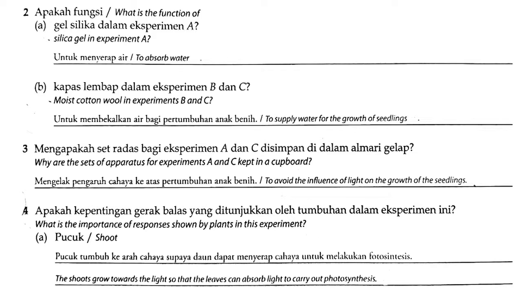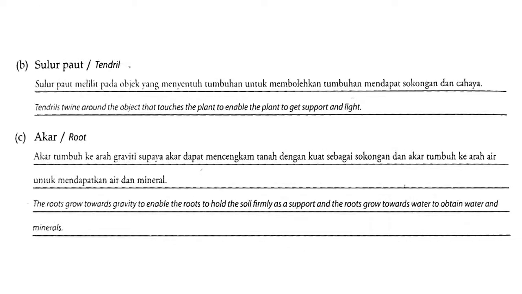4. What is the importance of responses shown by plants in this experiment? A. Shoot. The shoots grow towards the light so that the leaves can absorb light to carry out photosynthesis. B. Tendril. Tendrils twine around the object that touches the plant to enable the plant to get support and light. C. Root. The roots grow towards gravity to enable the roots to hold the soil firmly as a support, and the roots grow towards water to obtain water and minerals.